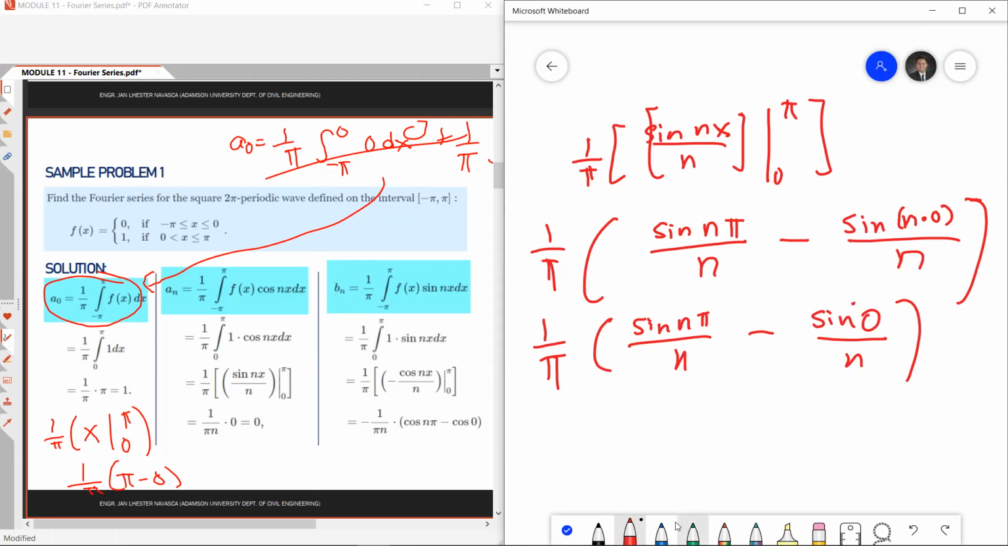Therefore, this is 0, whatever value of n you put in, whereas n is equal to 1, 2, 3, 4, and so on and so forth. So no matter what value you put for n, you will always arrive at 0. Okay, let's move on to the next one.